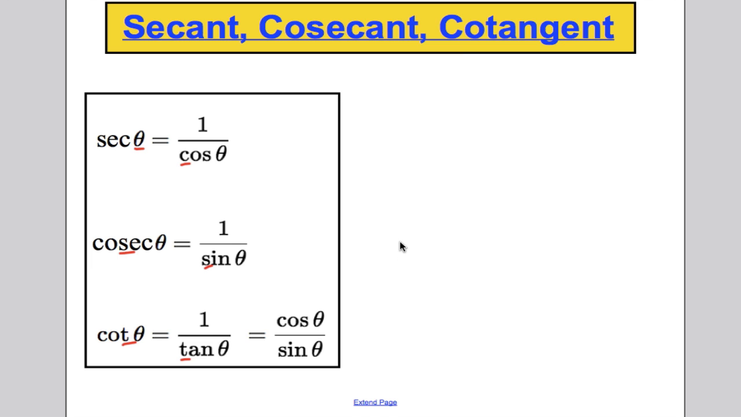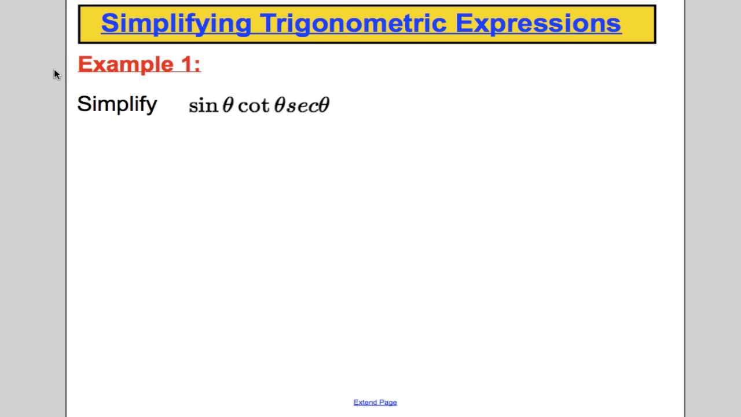Let's start straight with an example of simplifying some algebraic expression involving these functions by using their definitions. So let's begin straight off with an example. Take a look. Example 1. What we're doing is simplifying trigonometric expressions. Simplify sine theta, cot theta, sec theta. Well, sine theta, cot theta, sec theta. This is identical to the following. Let's just use the definitions of them.